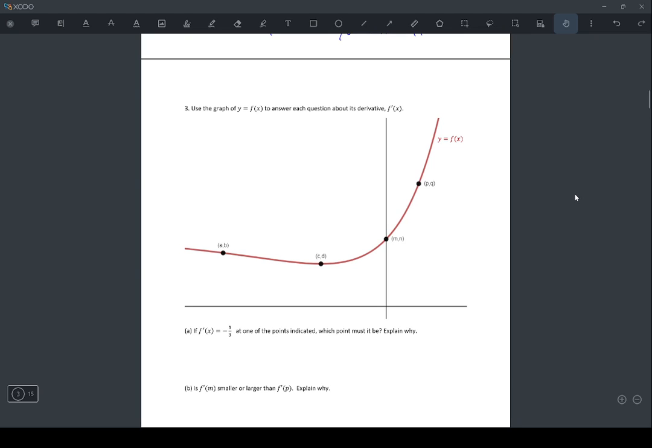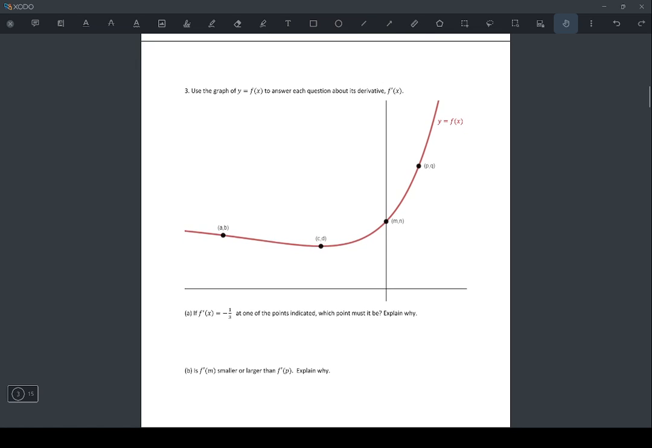Okay, question 3. We're given a graph and we're asked some questions about that graph. Now the graph is of the function f of x, and the questions are about the derivative of the function, f prime of x. Note that we're not given the actual algebraic form of f of x. We're just given its graphical representation. So if we don't have f of x in algebraic form, how can we say anything about f prime?